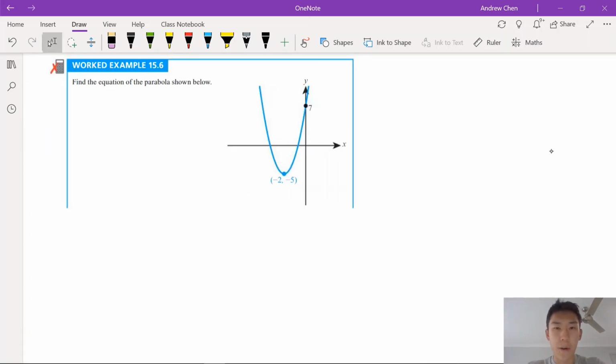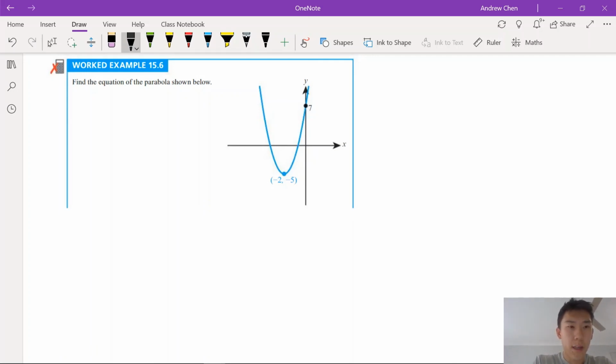Find the equation of the parabola shown below. All right, let's see, so we need to develop an equation. Let's think about what information we've been given. All right, we have a turning point. We don't know where the zeros are, but we have the y-intercept, right? So let's just use vertex or turning point form.